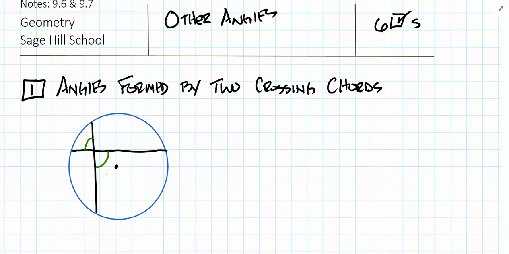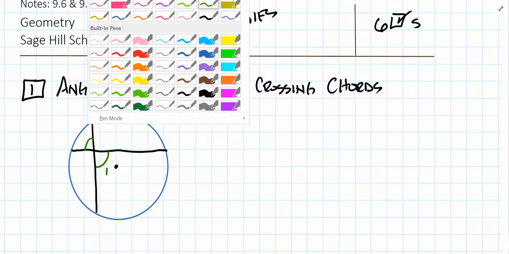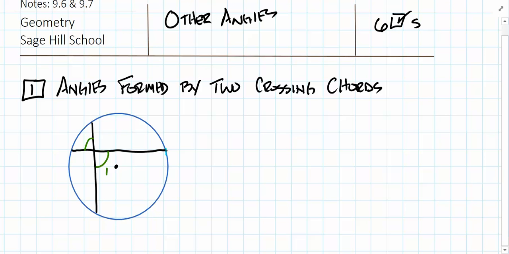If I call this angle 1, then I have two arcs that I'm dealing with, right? I have this bigger arc over here, and then I have this smaller arc over here. Do you guys see that? Okay, we can actually find the measure of angle 1 using those intercepted arcs.